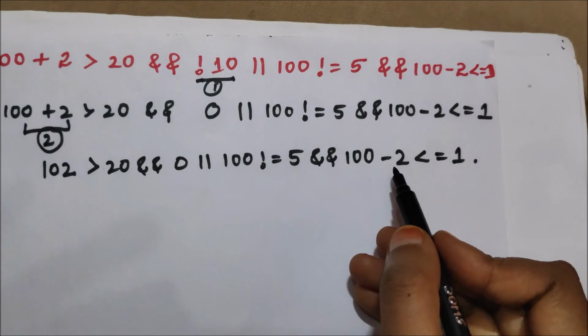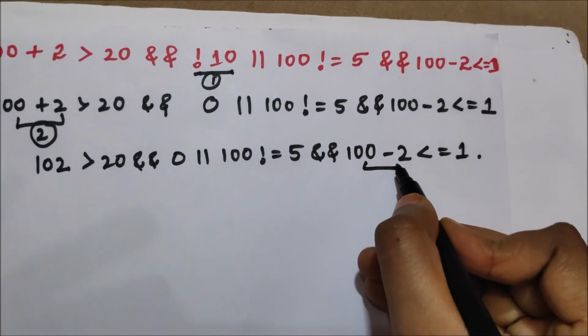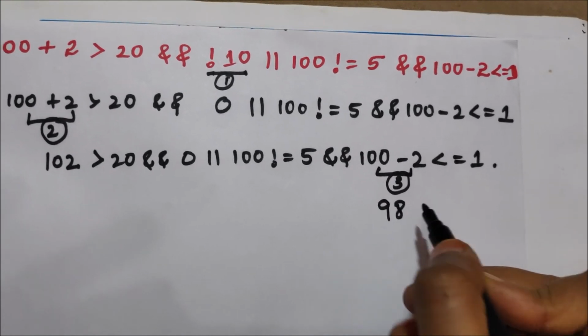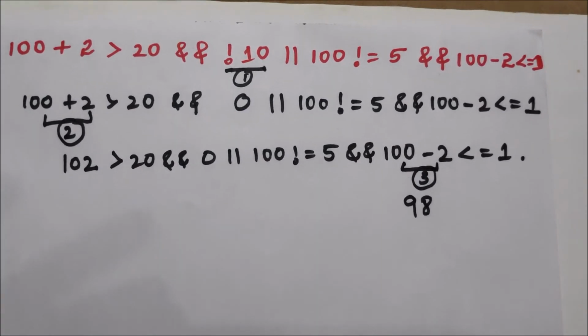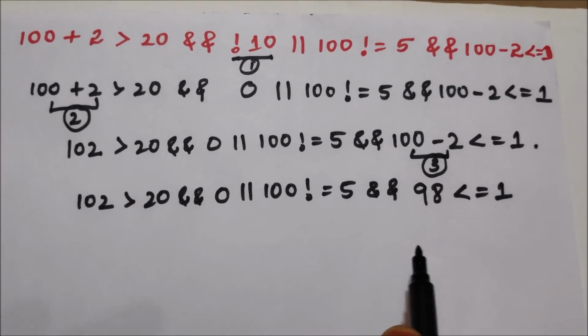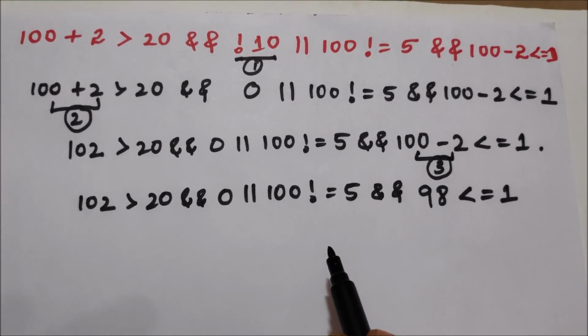Next we have this minus arithmetic operator. This needs to be evaluated. So 100 minus 2 is 98, and the remaining part of the expression is as it is. So all the arithmetic operators are evaluated. Next you should evaluate relational operators.